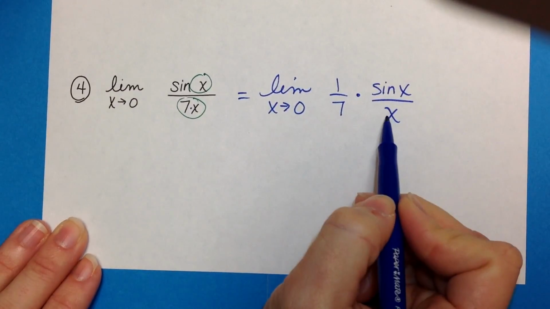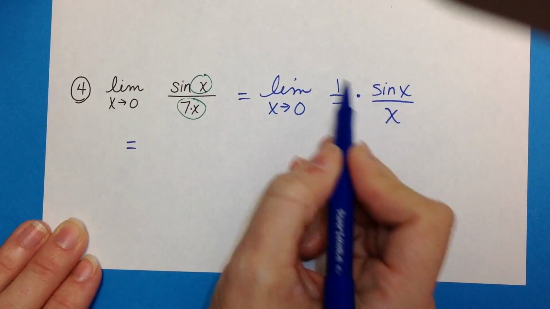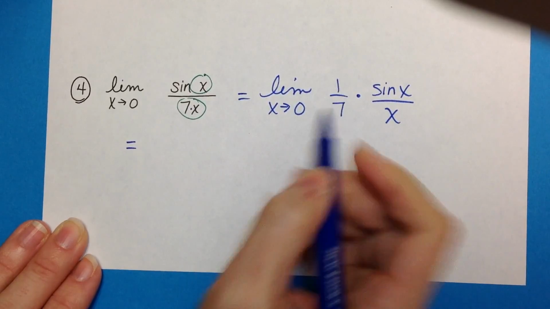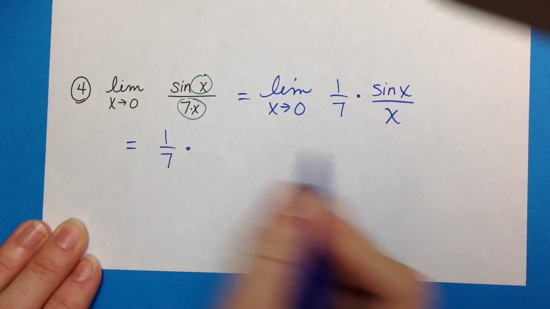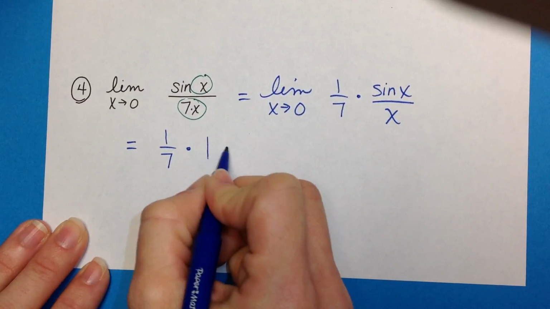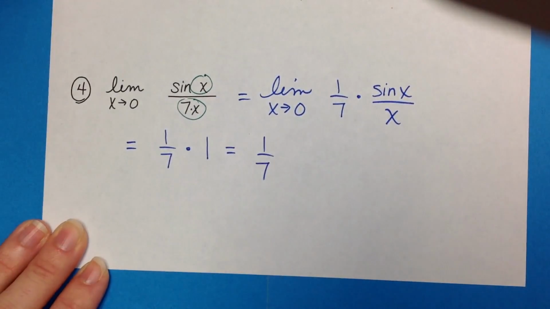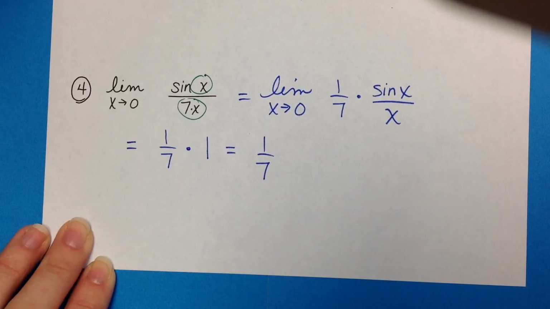Now this looks exactly like that property. So the limit, remember you do the limit of these two things individually, so the limit of this constant would be just that constant. And that property states that the limit of this would be equal to 1, so then you just do the 1/7 times the 1. Therefore, your answer is 1/7.